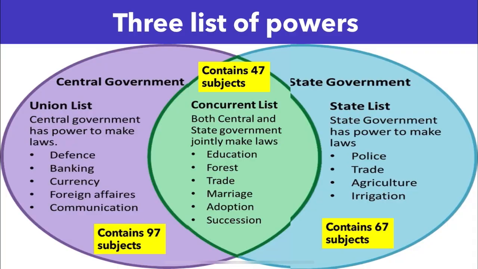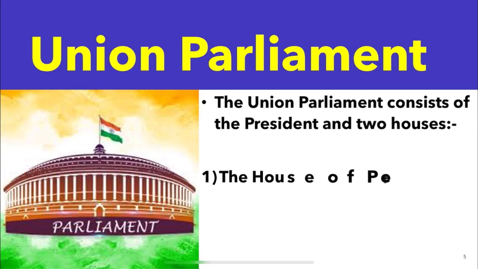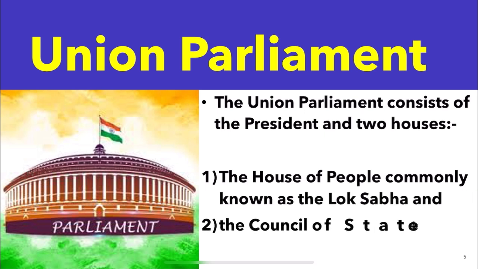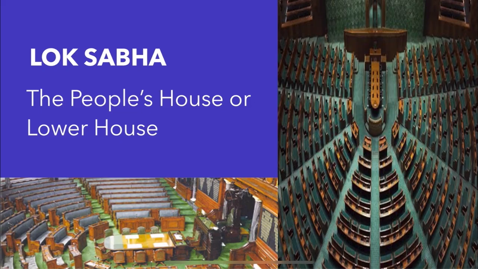Now let's understand what is Union Parliament. The Union Parliament consists of the President and two houses. The House of People, commonly known as Lok Sabha, and the second house, the Council of State, known as Rajya Sabha. In this part, we are basically going to discuss Lok Sabha, which is also known as People's House or Lower House, as we see in the picture of Lok Sabha here. Lok Sabha is always represented with a green carpet, whereas Rajya Sabha is always represented with a red carpet.